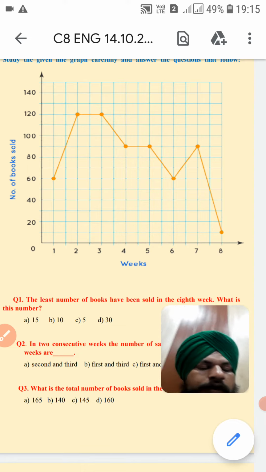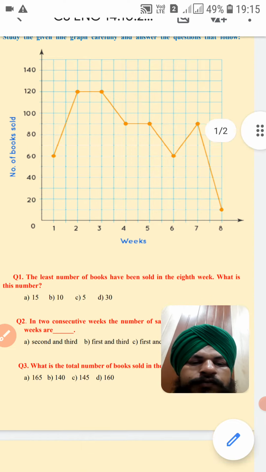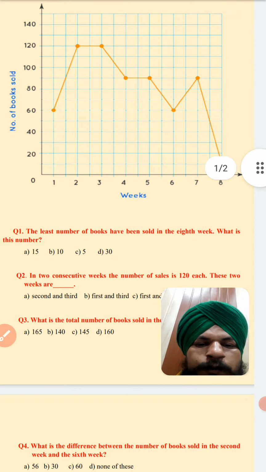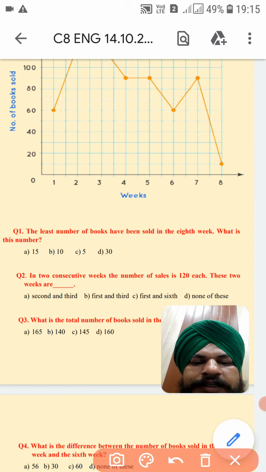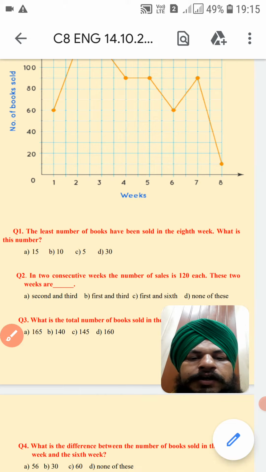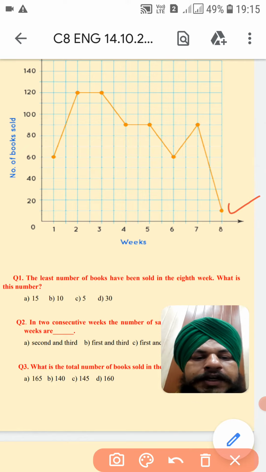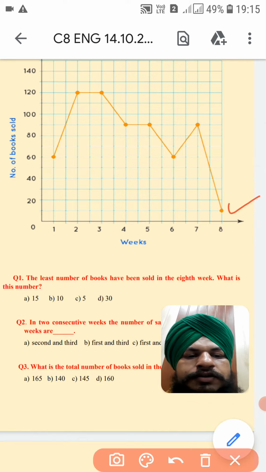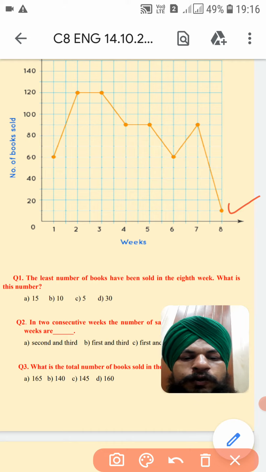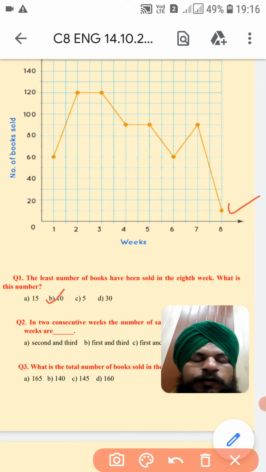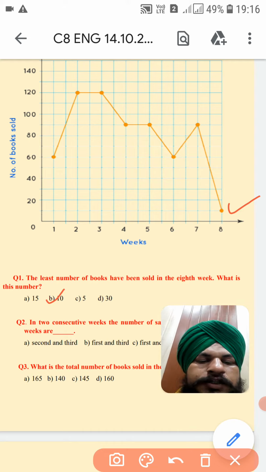So let us see the questions and we will solve these. So first question is, the least number of books have been sold in the 8th week. What is the number? Like you have seen here, this is the 8th week and the least number of books are there, so only 10 books are sold.